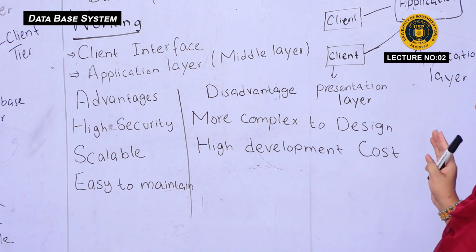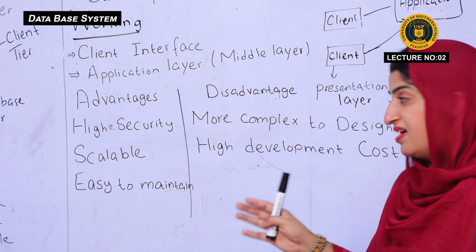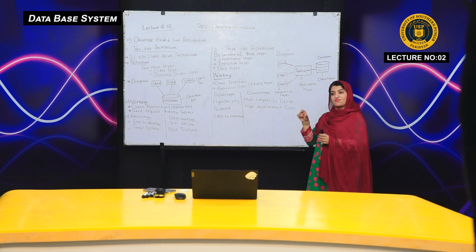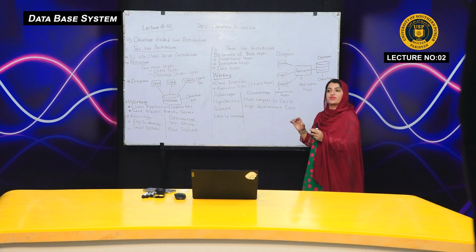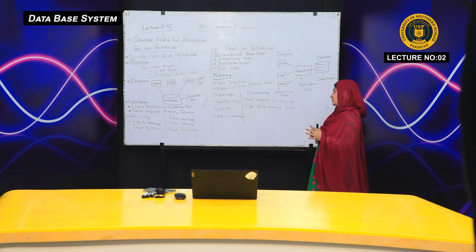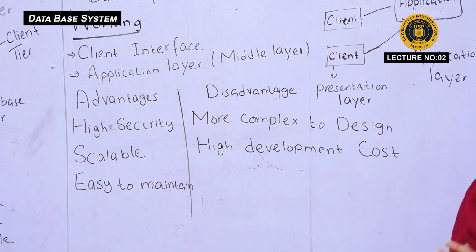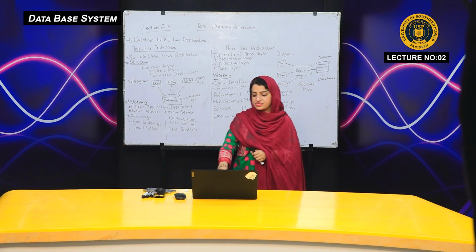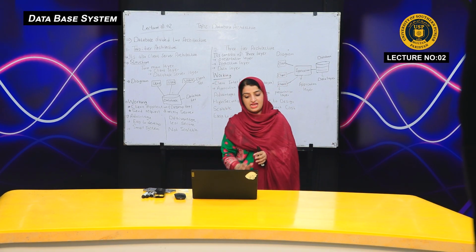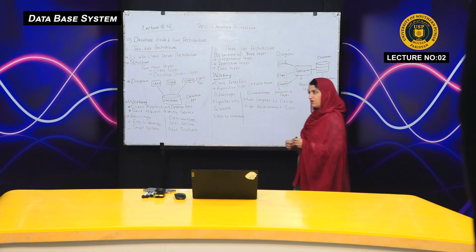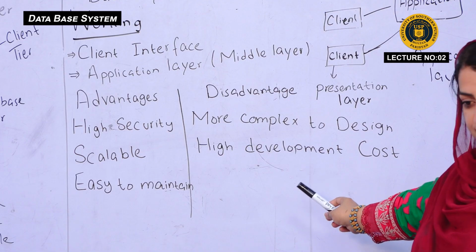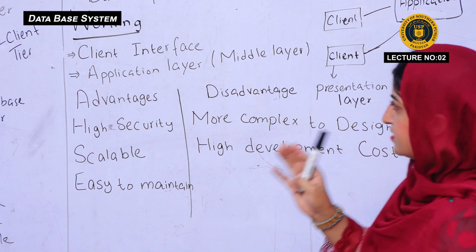Now we will discuss the disadvantages of three-tier architecture. It is more complex to design, because three layers work together. That is the reason it is difficult and complex to maintain. The second disadvantage is high development cost, because when any problem occurs, it is more difficult to fix. Now these are the two topics.